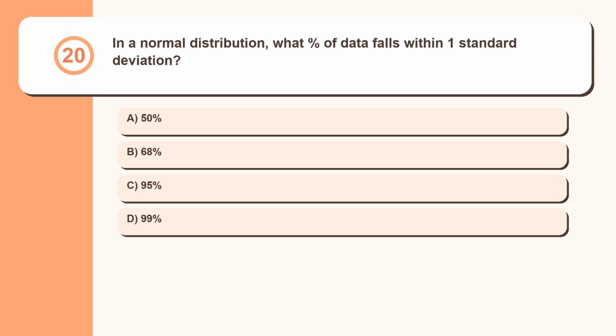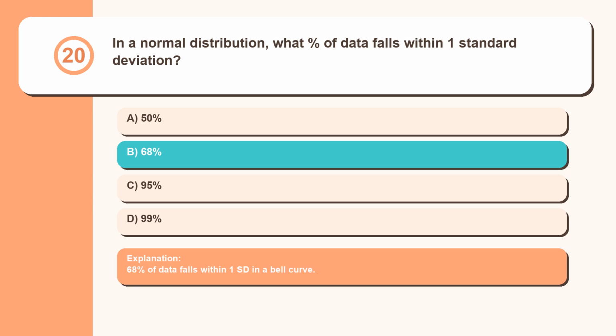Question 20. In a normal distribution, what percent of data falls within one standard deviation? 50%, 68%, 95%, 99%. 68% of data falls within one SD in a bell curve.